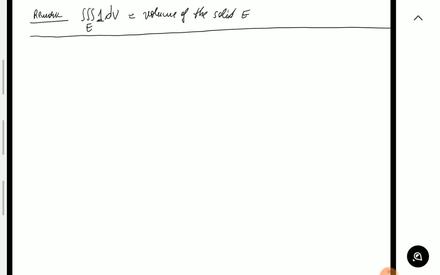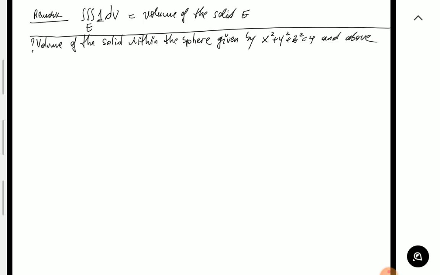example with spherical coordinates. So let's say we want to find the volume of the solid within the sphere given by, so one bound of the volume is the sphere given by x squared plus y squared plus z squared equals 4, and above the cone z equals square root of x squared plus y squared. And yeah, I think that's it.